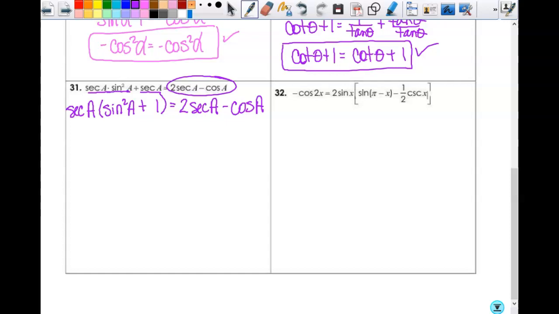Okay, so I can leave my right-hand side there. But over here, since that factoring didn't seem to help right off the bat, I think maybe I'll use my reciprocals here. So I'm going to make this sine squared A over cosine A plus 1 over cosine A. So now I'm thinking, all right, I guess I'm kind of at the same spot I was before, right? Because I still have that sine squared A plus 1.